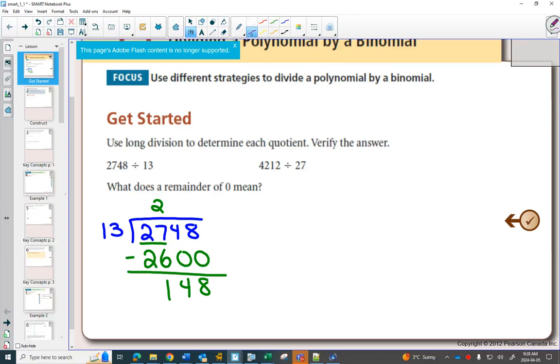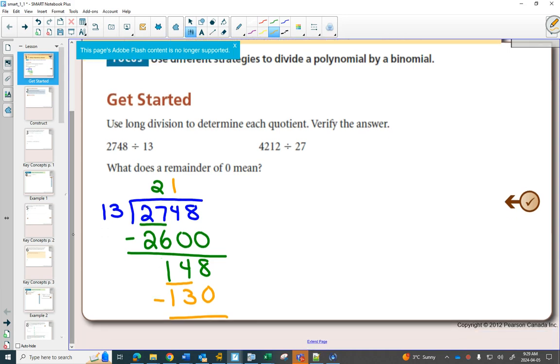So I switch colors. I'll go to orange. And again, you start from the left. There's no 13s in 1, but if I get to 14, there is. How many 13s are there in 14? 1. And we have to put the 1 here, which is really a 10, because it's in the tens column. Your teacher would have just said, do 1 times 13, which is 13, but it's really 10 times 13, which is 130. And we subtract again. 14 minus 13 is 1. Bring down the 8, which would be 18.